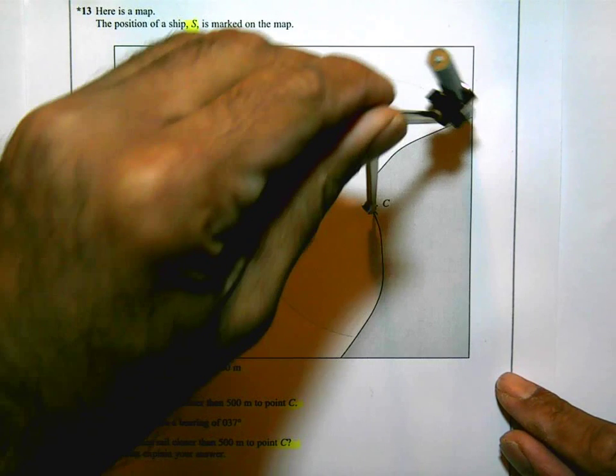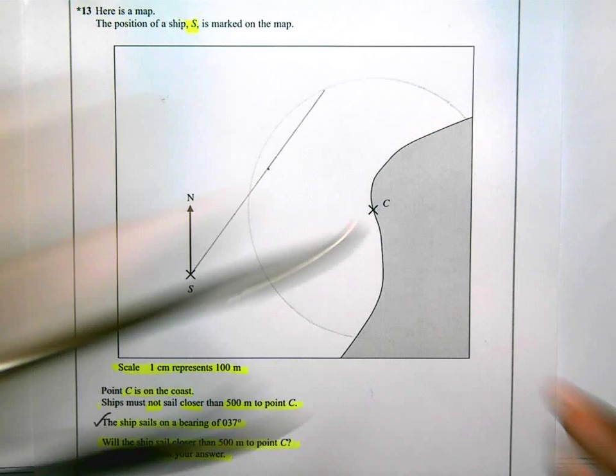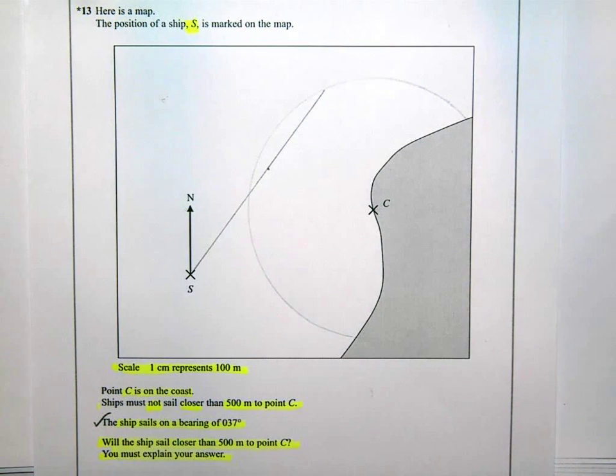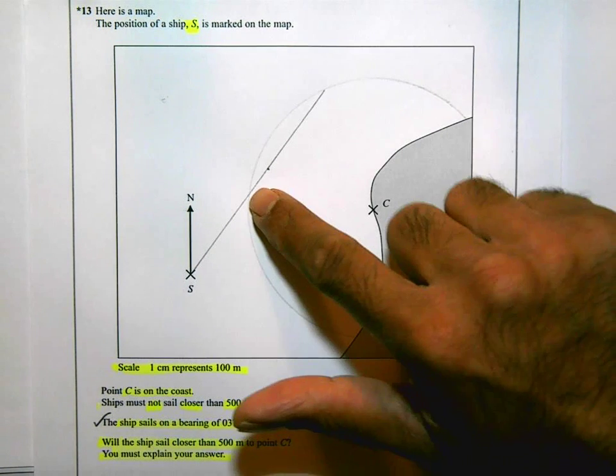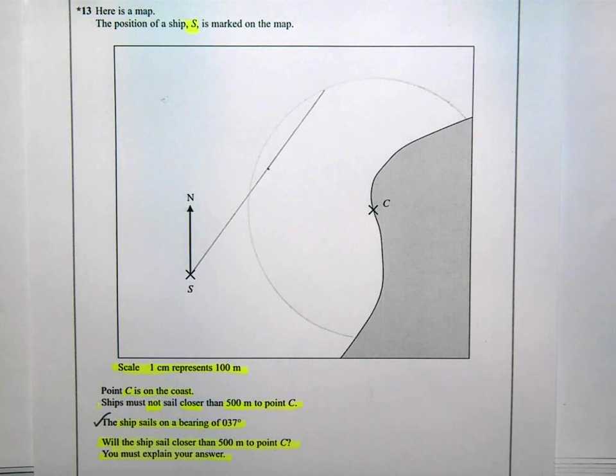It doesn't need to be dark because you just need to prove your point. And what you're trying to think is, does the ship sail within 500 meters of C? And actually the answer to that is yes, because this section here, the ship is going to be closer than 500 meters to C, and that's what I need to write down.